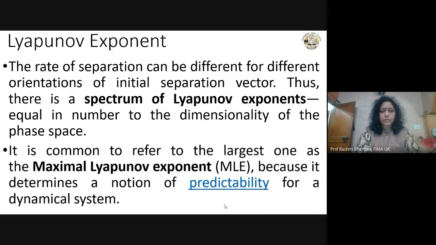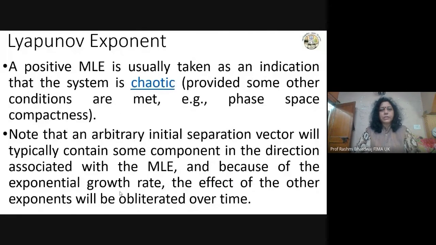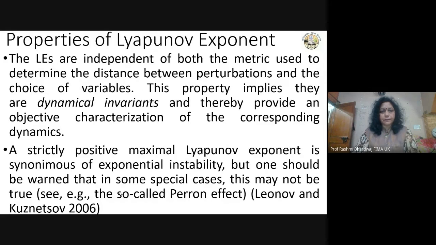It is common to refer to the largest one as the maximum Lyapunov exponent, because it determines a notion of predictability for a dynamical system. Whatever the maximum Lyapunov exponent is, if it is negative, we say that the system is predictable or stable. If it is positive, then it has chaotic behavior. So a positive MLE is usually taken as an indication that the system is chaotic, and it normally shows an exponential growth rate, so that the effect of the other exponents will be obliterated over time.